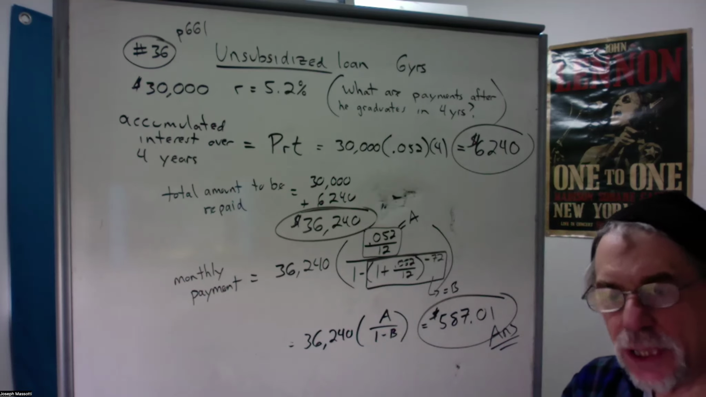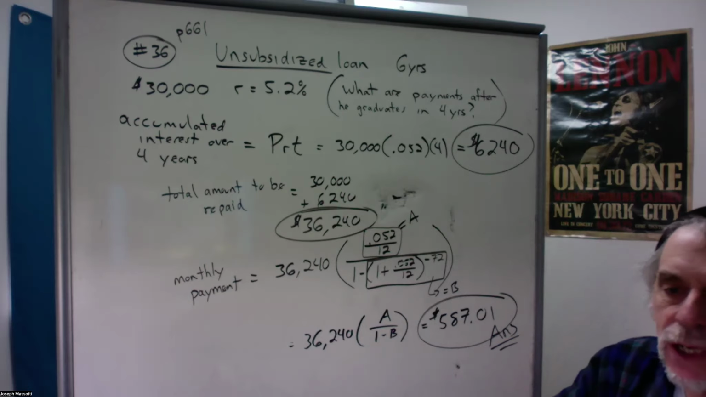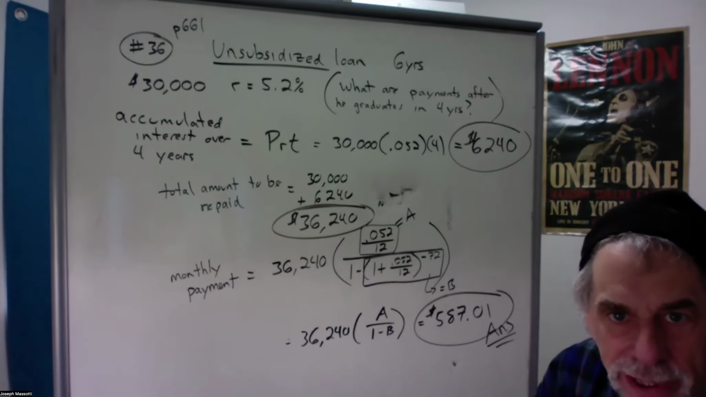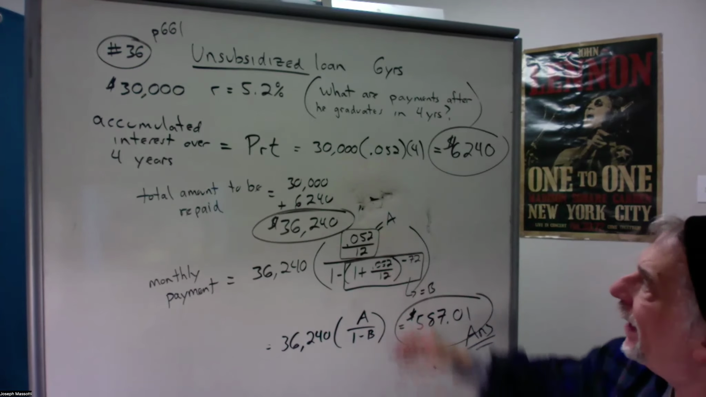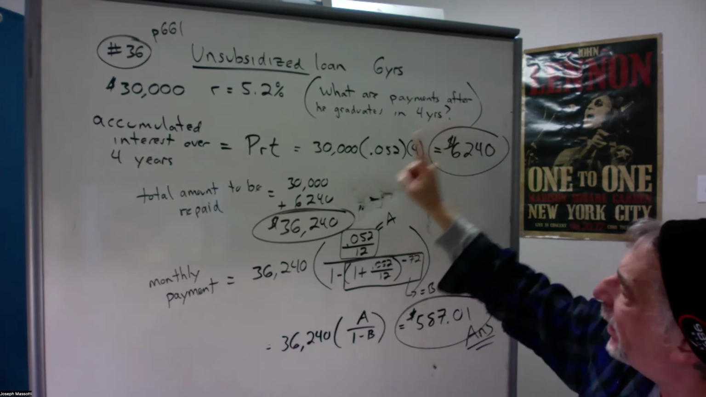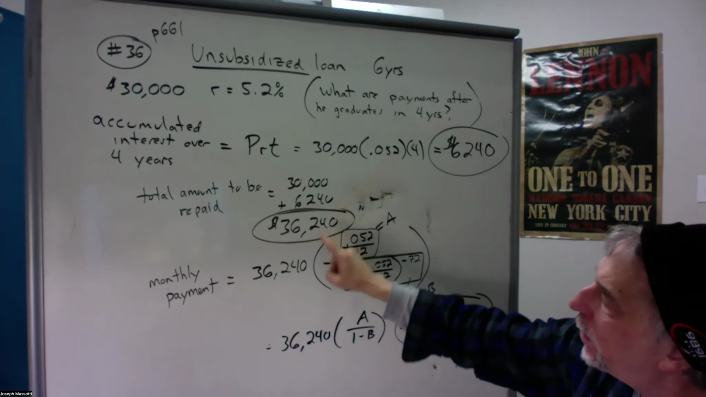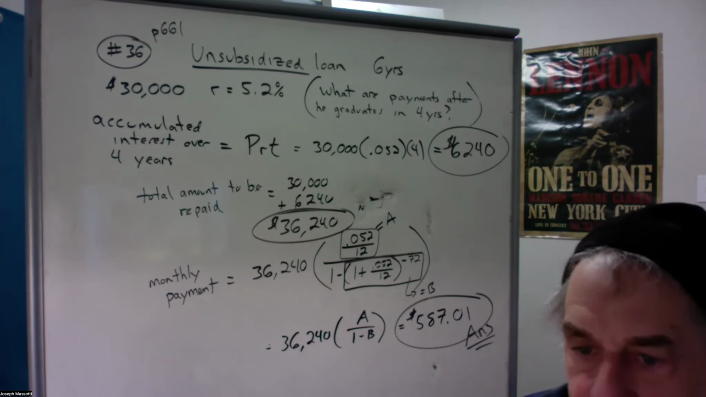So the difference between subsidized and unsubsidized loans: with subsidized, you do not accumulate interest in the waiting period. With unsubsidized loans, you do accumulate interest over that waiting period of 4 years. You add that accumulated interest to the total, and then you calculate your monthly payment. Good times.